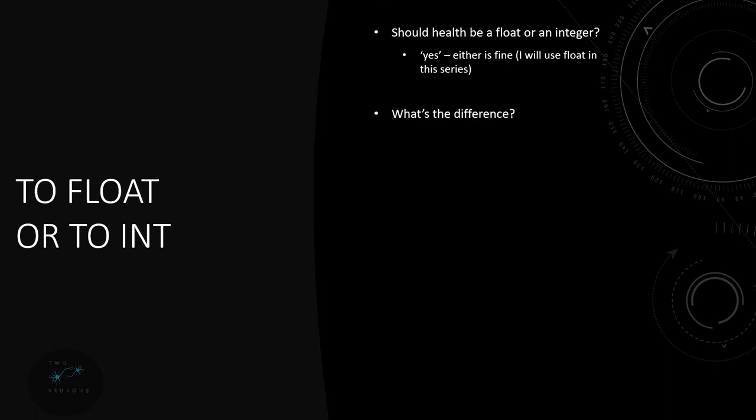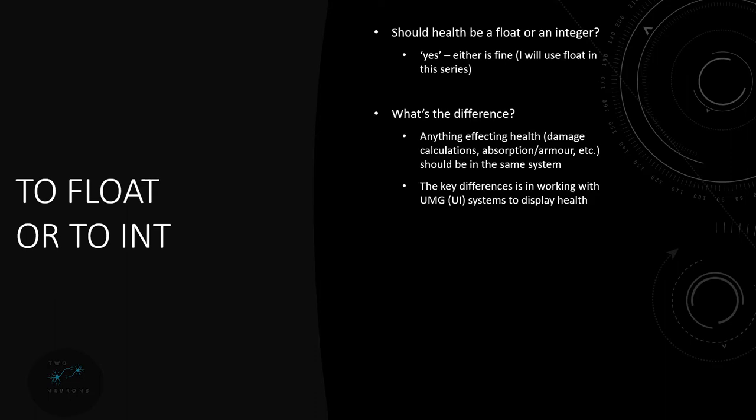So what is the difference at the end of the day? Well, anything affecting health needs to be calculated in the same system. Because you don't need to, but should be. So damage calculations should be in the same system. If you have a float as a health variable, then your damage should be calculated as a float. Your armor absorption should be float. Should be the operative word. It doesn't need to be.